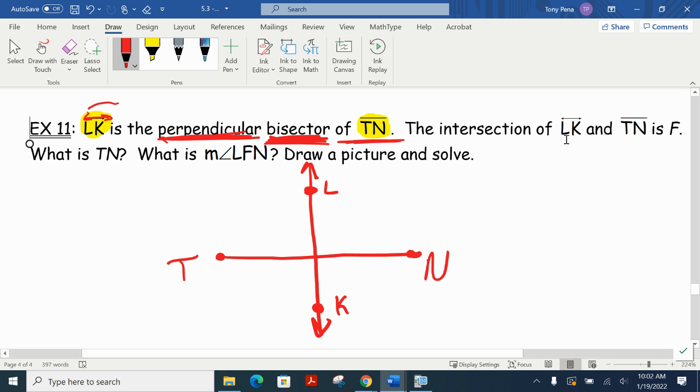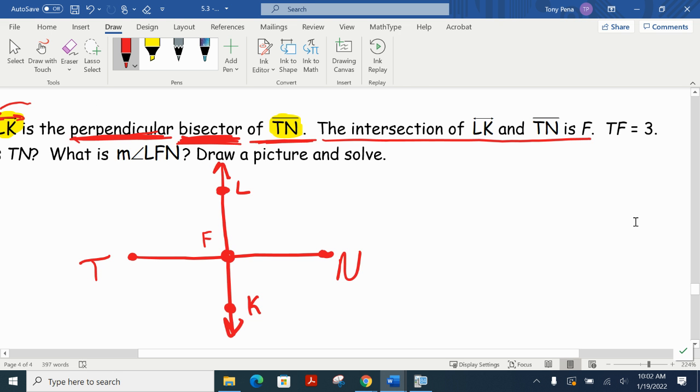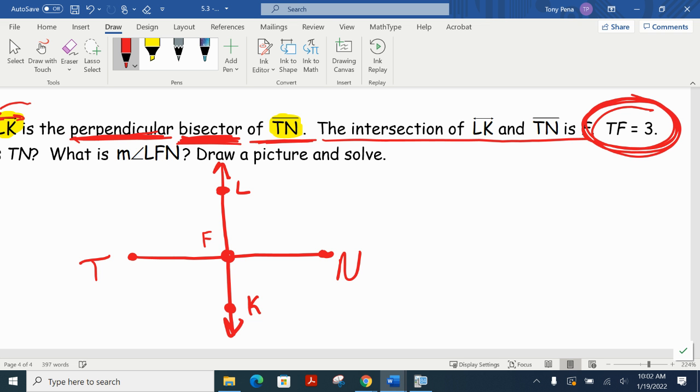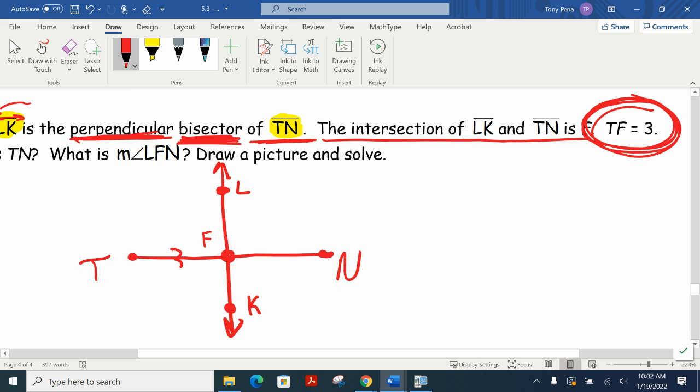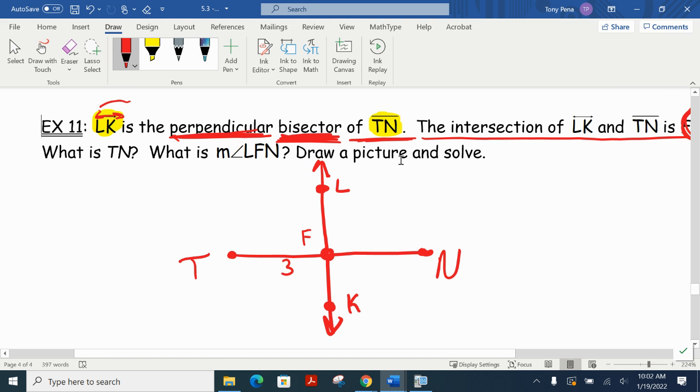All right, did we draw that in, hopefully? Okay, then, second sentence. The intersection of that line and segment is point F. So this intersection right here, you're going to call that point F. Then you are told that the length of the segment drawn from T to F is 3. So that's this right here from T to F. That's going to be 3. Let me write it underneath, not right on top. And then you're asked your questions.